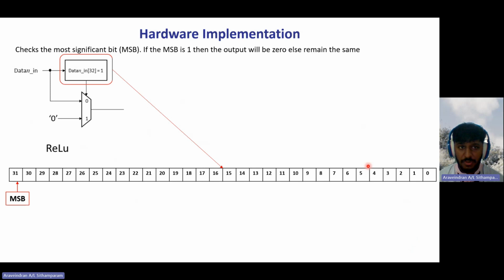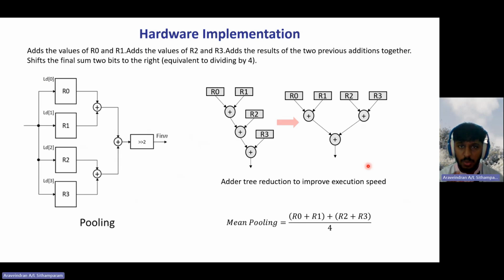So this is what I said before about the ReLU part. It will look for the MSB. And this is the hardware implementation for mean pooling. Please understand that this mean pooling uses the adder tree reduction to improve the execution speed. We can use another method also, but it will take more time. So it's always advised to use the adder tree reduction.